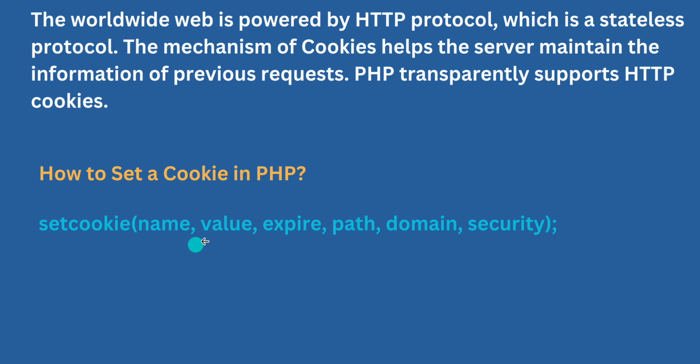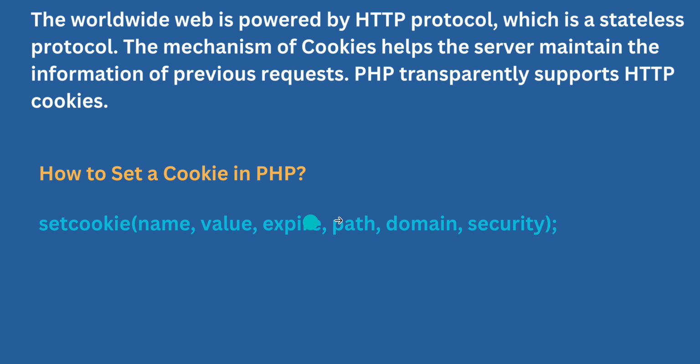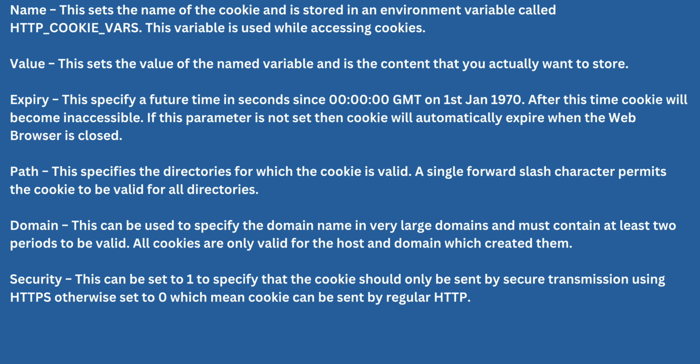So here in setcookie, you give the name of the cookie, then the value, then when to expire, then the path where you want to save the cookie, then for which domain you are doing it, and if you want to add some security, there are some values for that, right? So if we talk about each of the parameters, here is a little definition. Name: this sets the name of the cookie and is stored in the environment variable called HTTP_COOKIE_VARS. This variable is used while accessing the cookies. So on the server it's stored in this variable, HTTP_COOKIE_VARS.